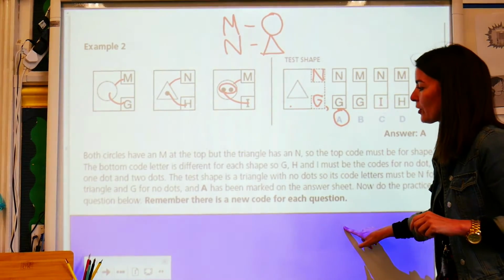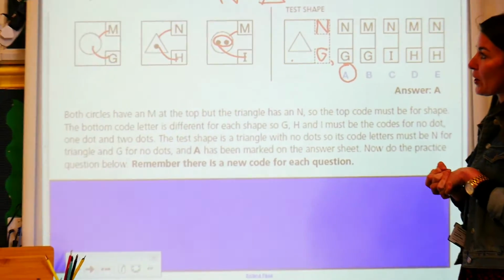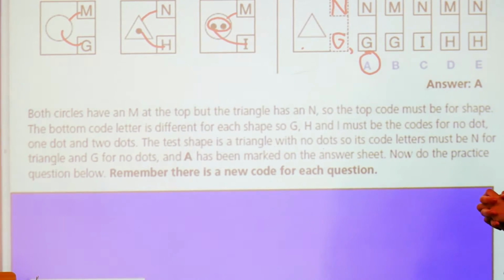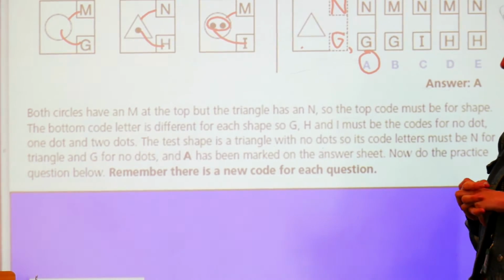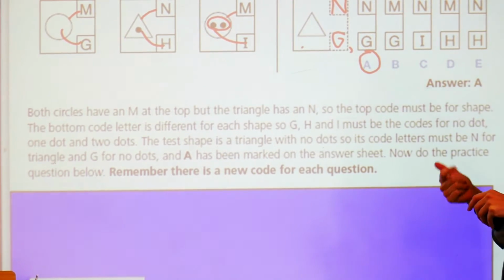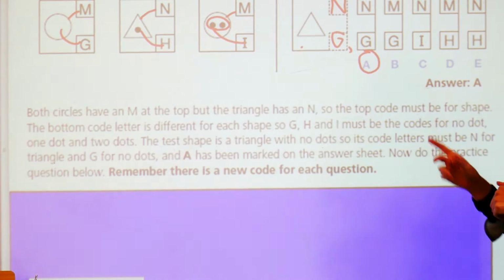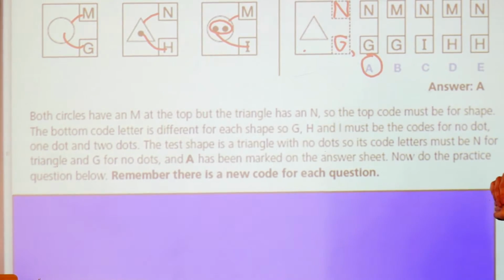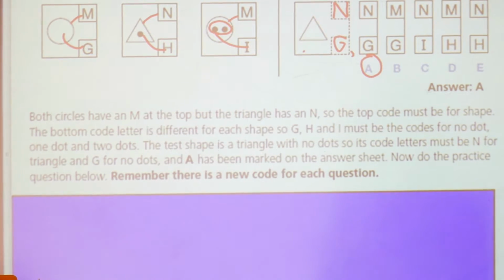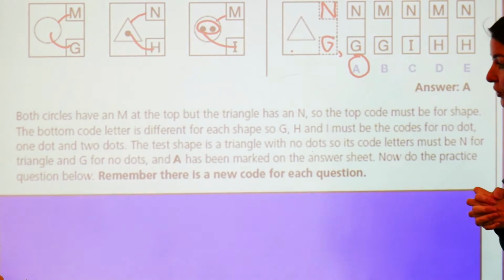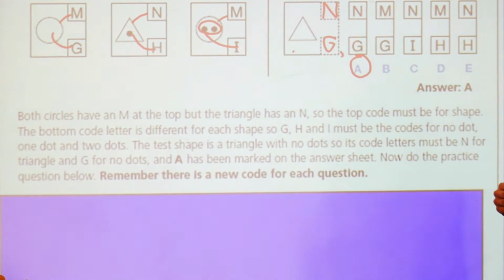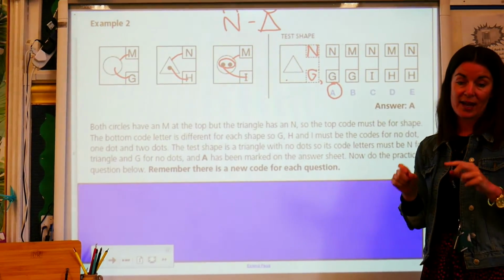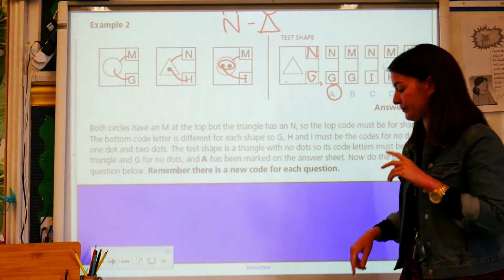Let's have a little look at the explanation. It says, both circles have an M at the top, but the triangle has an N, so the top code must be for shape. The bottom code letter is different for each shape, so G, H and I must be the codes for no dot, 1 dot and 2 dots. The test shape is a triangle with no dots, so its code letters must be N for triangle and G for no dots, and A has been marked as the answer. Now do the practice question below. Remember there is a new code for each question. Okay, something in bold there, a new code for each question.